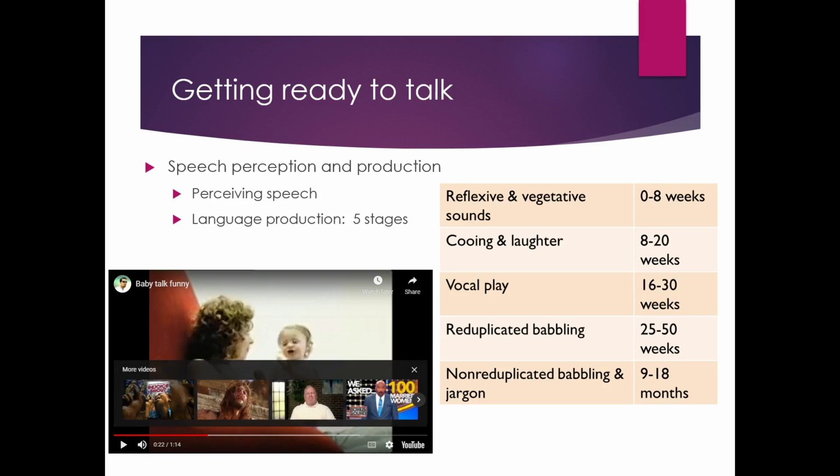I'm impressed that lady can imitate it because it's really hard to say nonsensical things. Imitating a non-reduplicated babbler who's using a bunch of jargon or just complete nonsense is actually kind of hard to imitate.